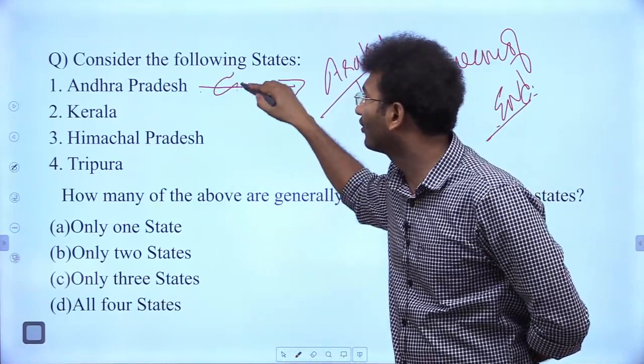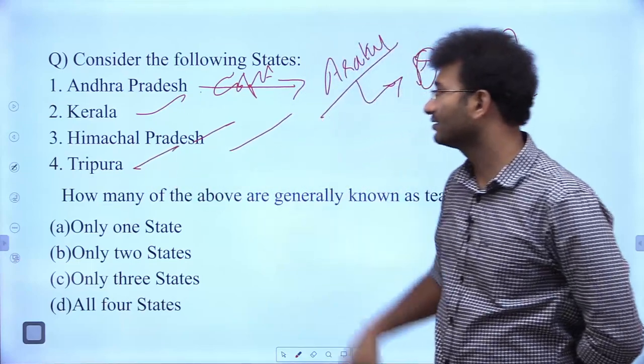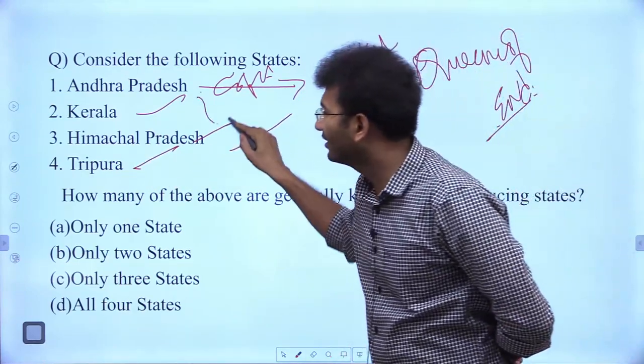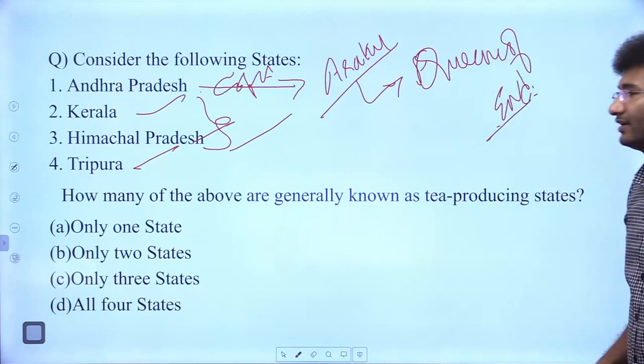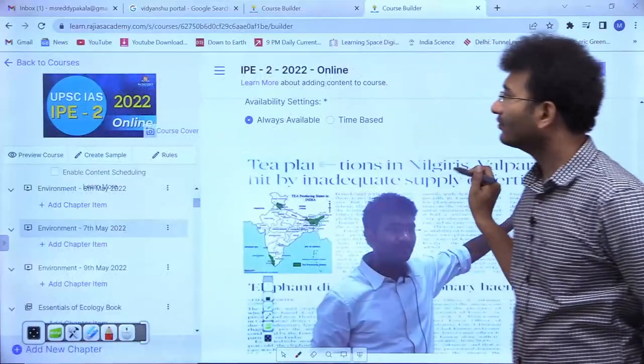Andhra Pradesh is for coffee. It's not a tea. Kerala, Himachal Pradesh and Tripura is the answer, right? The answer is Kerala, Himachal Pradesh and Tripura is correct. That means only three statements are right. Right? That is the question.